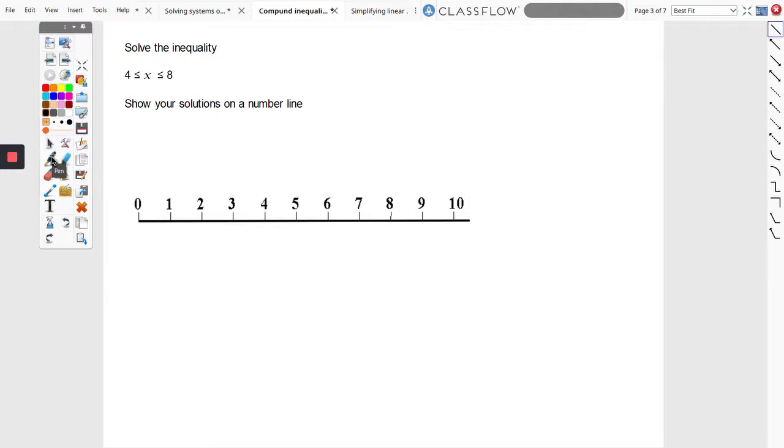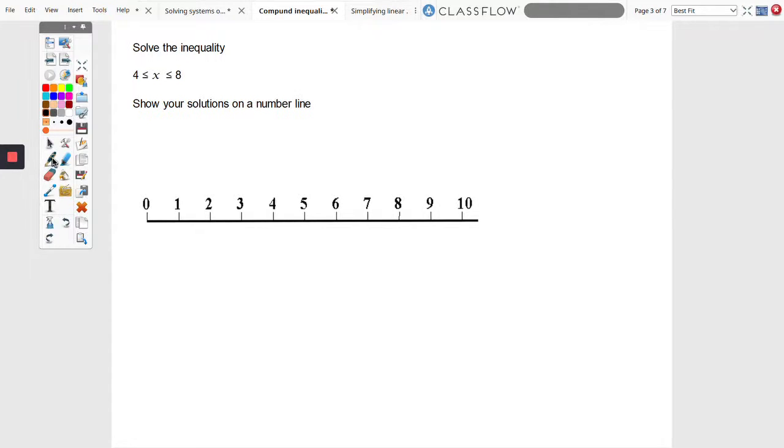So my next question, solve the inequality 4 is less than or equal to x is less than or equal to 8, and show your solutions on a number line. So if I was to solve this inequality, x is greater than or equal to 4, but it's also less than or equal to 8. So the numbers that could satisfy this inequality would be 4, 5, 6, 7, and 8.